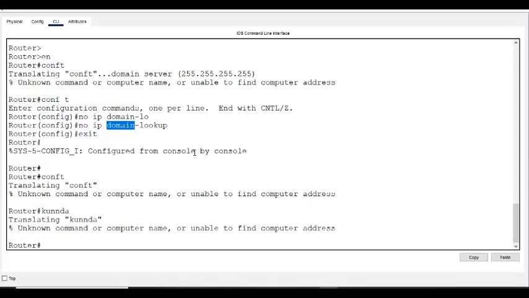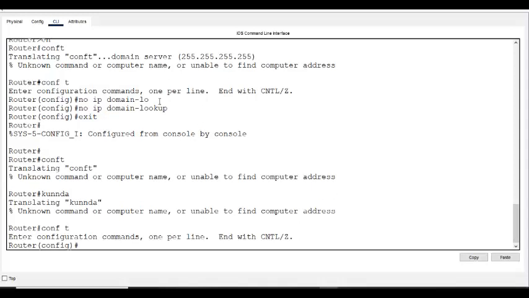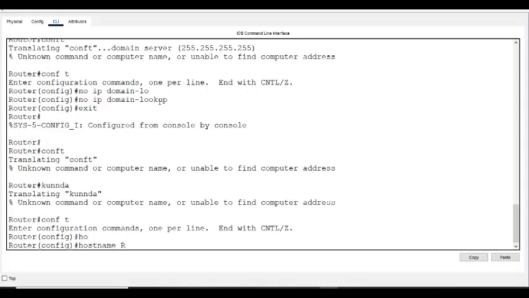Host name router 3. Interface G0/0. Okay, here it is. G0/0 is 40.0.0.1.